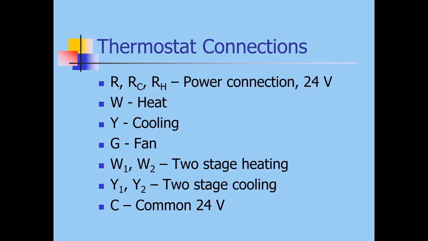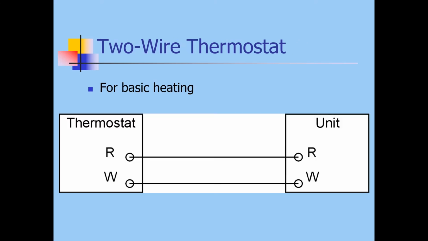The simplest type of thermostat that we have is a two-wire controller, and we would use this with a garage unit heater. There's only a call for heat and there's no fan switch. It is simply an R and W connection in order to engage the heating element.